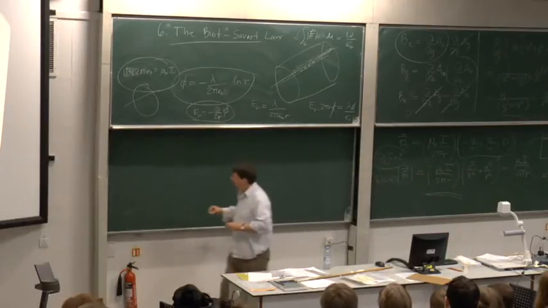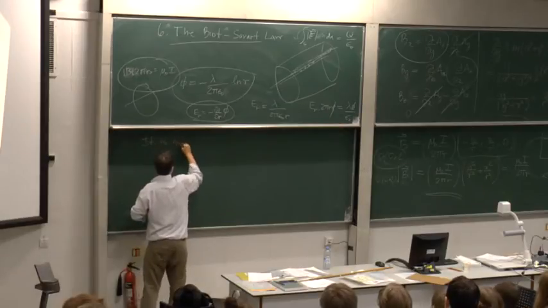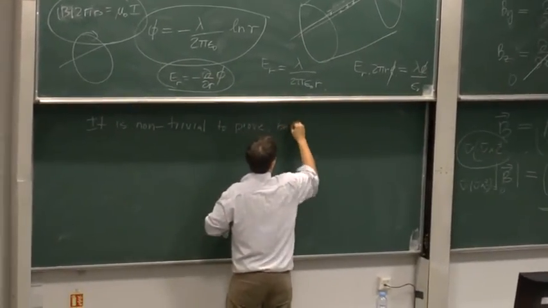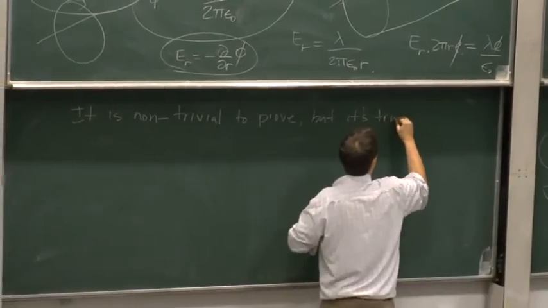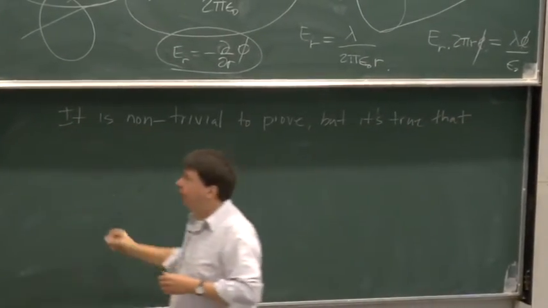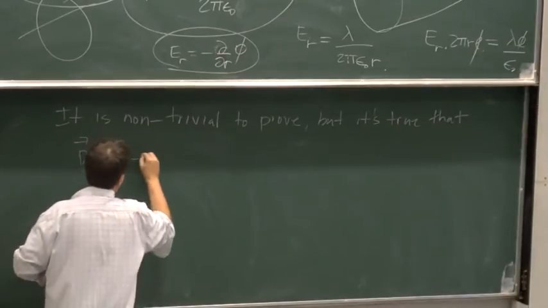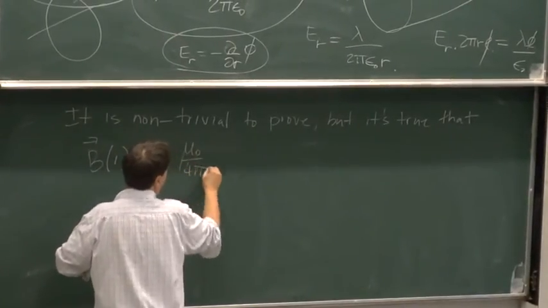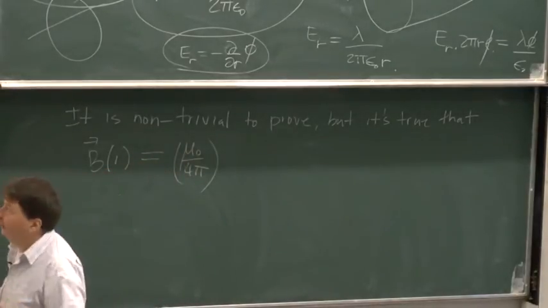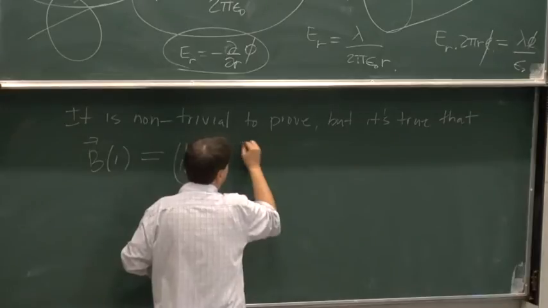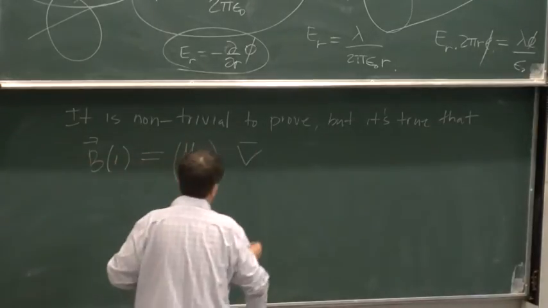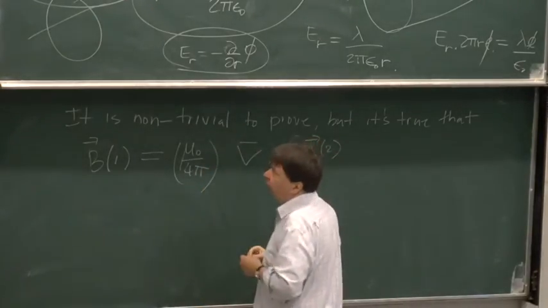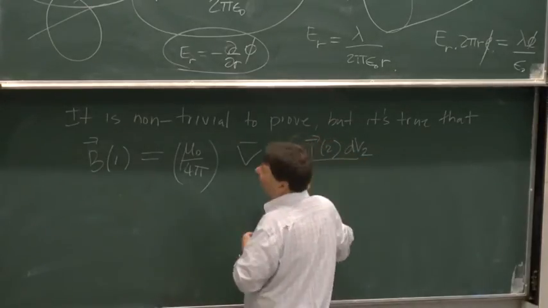It is non-trivial to prove, but it's true that the magnetic field at point 1 is equal to, well, we can always take this fundamental constant out the front. That's just a fundamental scalar. That's not going to change. This is where we got to, that we would have to take the curl of the integral of the current element at point 2 dv2 over R12.